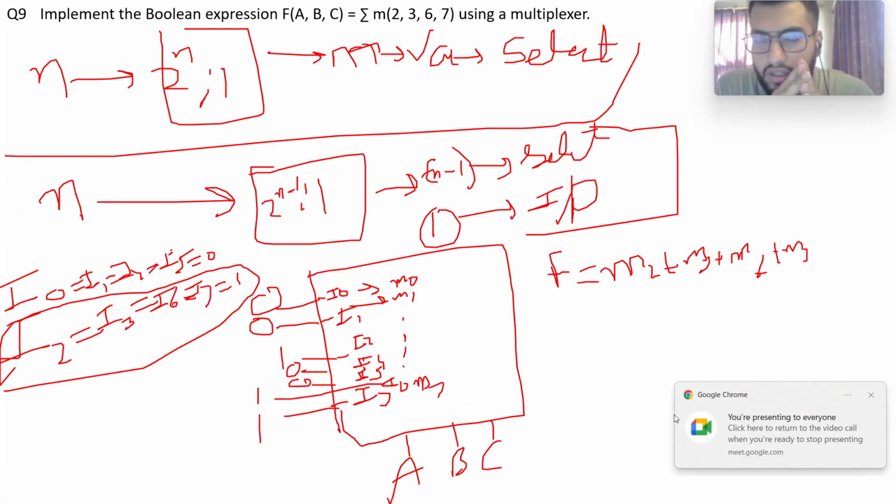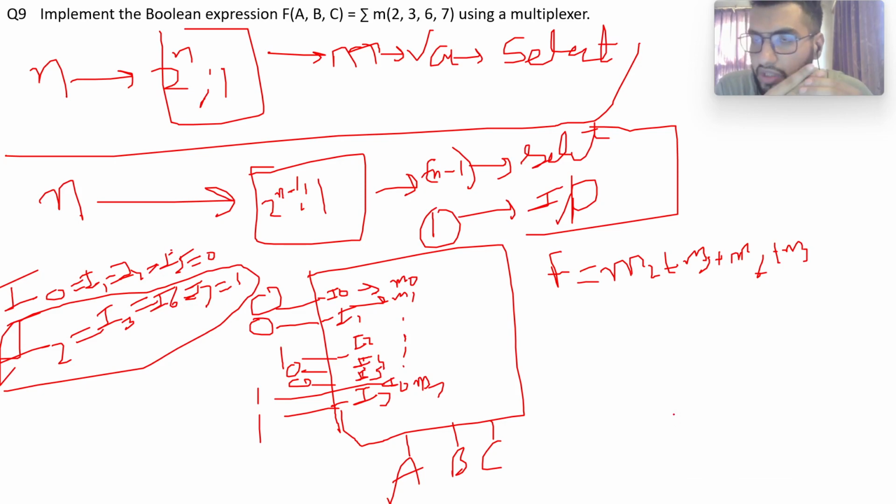I showed a three variable system using 2 raised power n is to 1 mux. So I had three variables that are A, B, C. So 2 raised power 3 is 8. So I showed a function of three variables using 8 is to 1 mux, right?